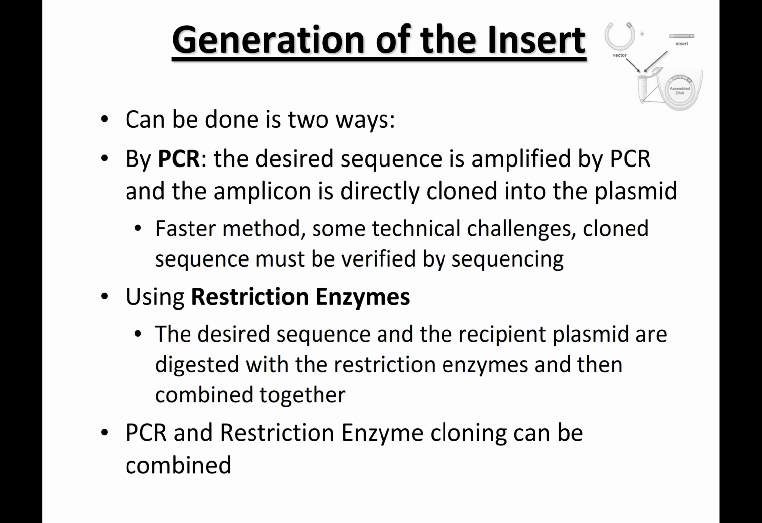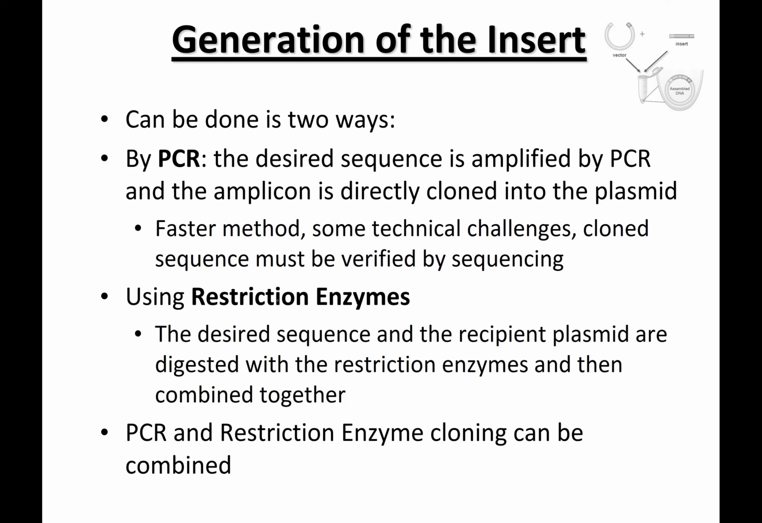You can start from genomic DNA. Even if nobody has ever cloned that sequence, you can be the first one to clone it. All you need is the primers flanking the region. If you're interested in the promoter of a certain gene, design the primers flanking that region, make millions of copies of that, and you can clone it. So it's a faster method overall. However, it has some technical challenges. I'll discuss them later on.